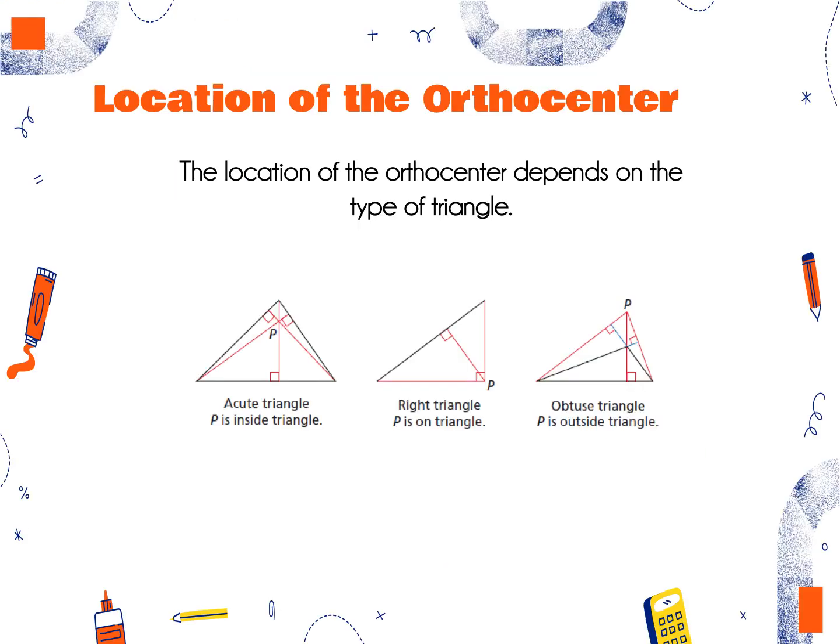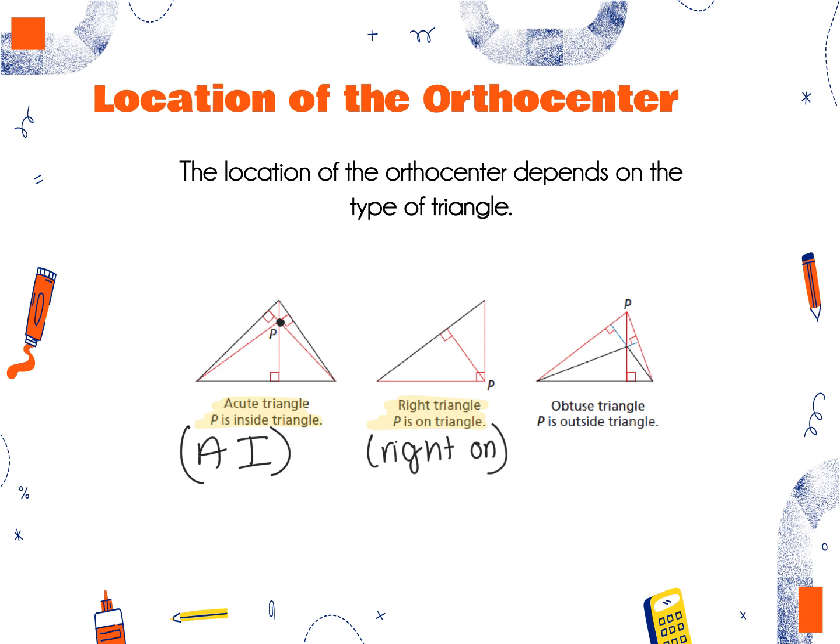All right, location of the orthocenter. The location of the orthocenter depends on the type of triangle. It's very similar to incenter, where if you have an acute triangle, it is inside your triangle. So if you're looking at this diagram, this point right here, P, is my orthocenter. So same thing, it's acute, inside. Looking at a right triangle, it is on the triangle. Again similar to incenter, it's right on.